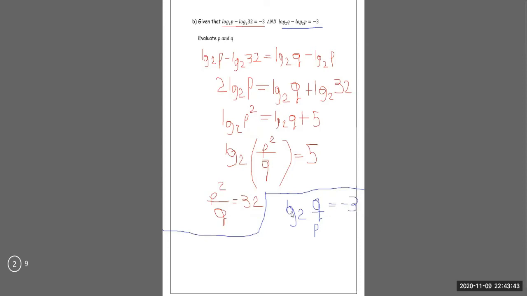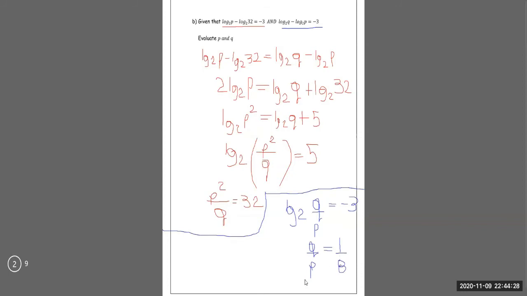Now, if the log to base 2 of q over p is -3, then q over p is equal to 2 to the -3, right? Yes, sir. So q over p is equal to 2 to the -3. What's 2 to the -3? It's 1 over 2 cubed. And 2 cubed is 8. That's what I meant.